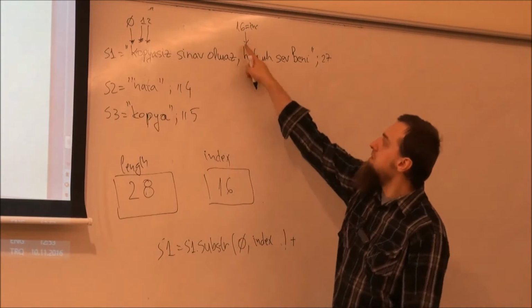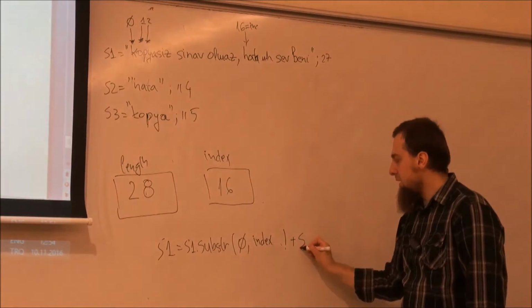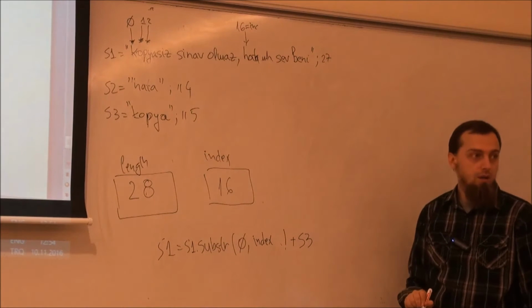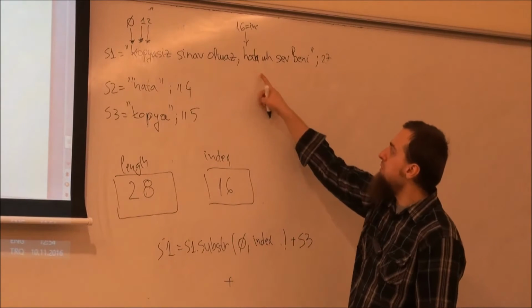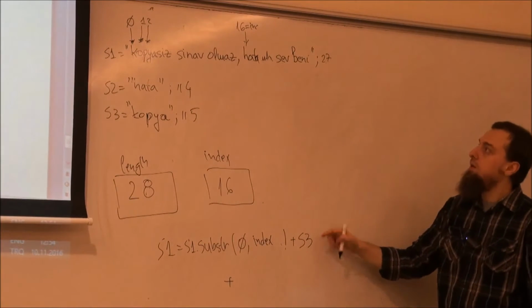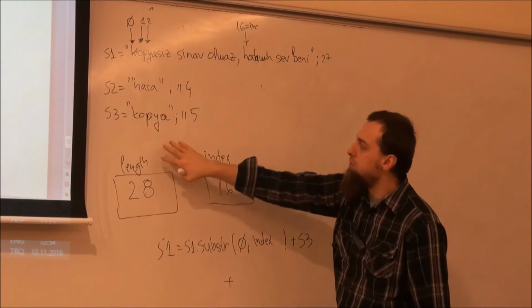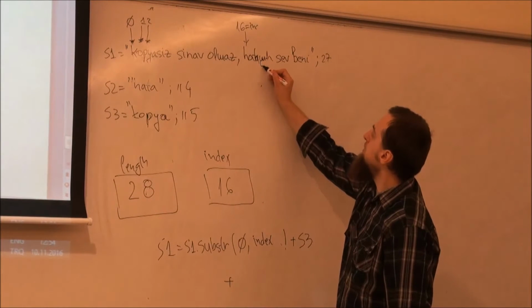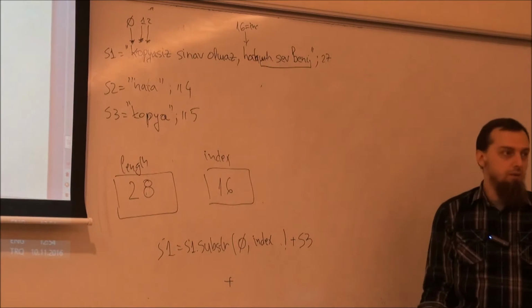Then I want to replace this hata with this kopya. I put S3 here, okay? Plus, after I put S3 here, so hata is going to be replaced with kopya, but I want to include this part till the end. And how much is that?